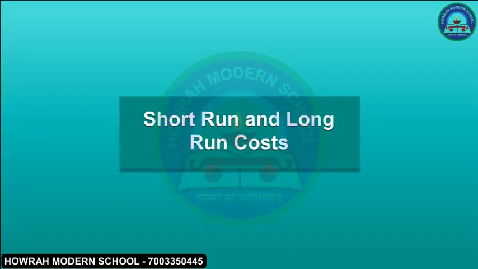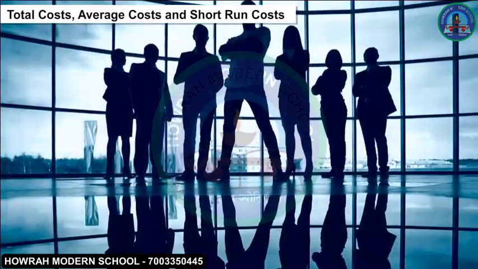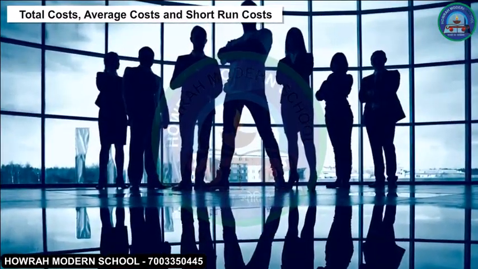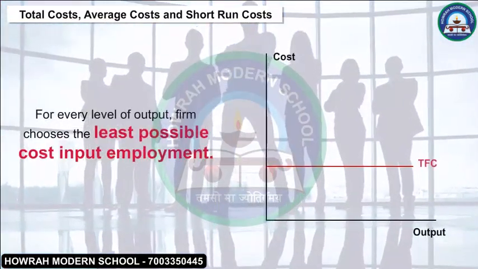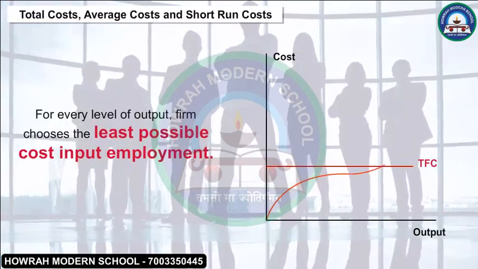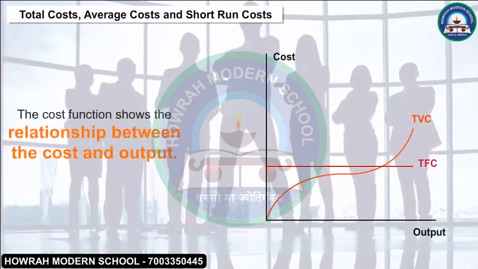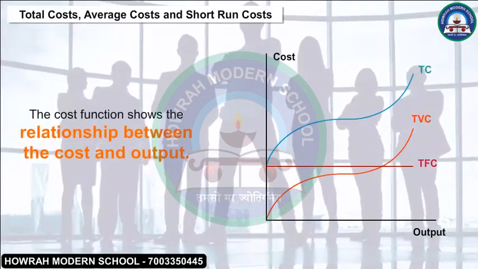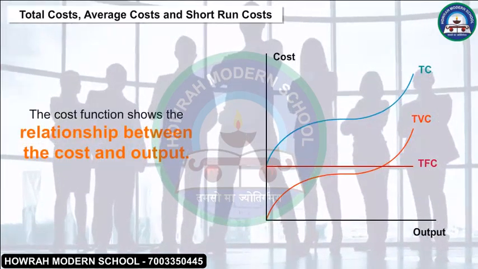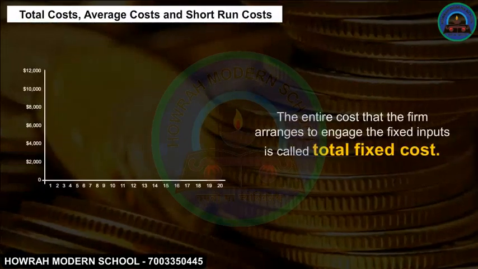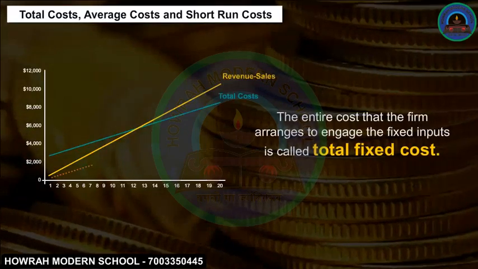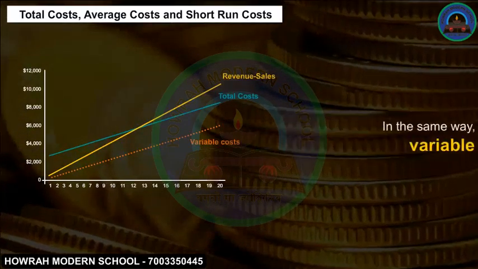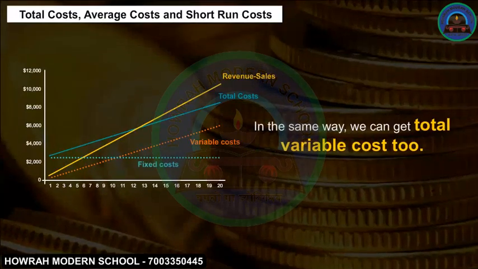Short run and long run costs. Total costs, average costs, and short run costs. For every level of output, the firm chooses the least possible cost input employment. The cost function shows the relationship between the cost and output. The entire cost that the firm arranges to engage the fixed inputs is called total fixed cost. In the same way, we can get total variable cost too.